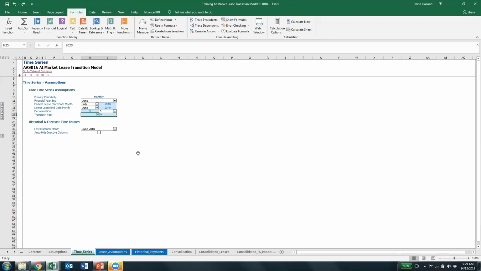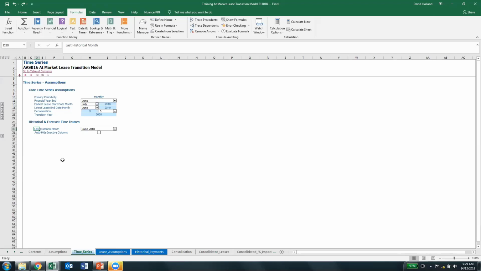The start of that year will be 1 July 2019, but the transition year in the model works off the end date of that financial year. So in this case, it will be 2020. The information provided said that you had historical information up to 2018. It's very important that the last historical month is set in the last month of any given financial year. So for a June year end, you should set the last historical month to June.